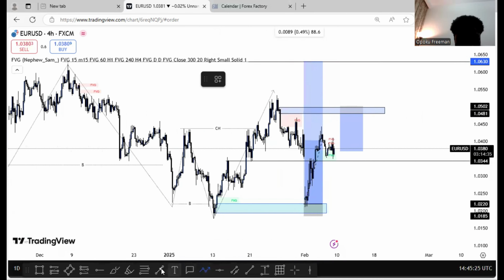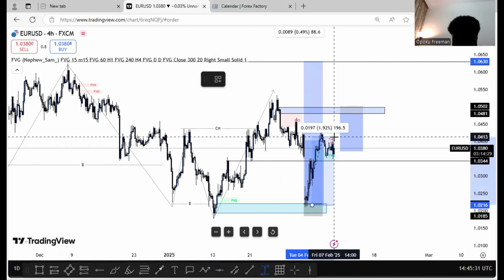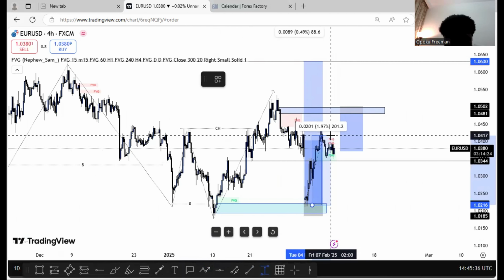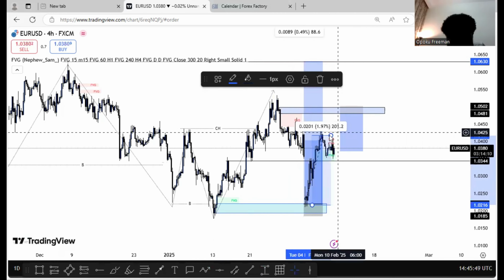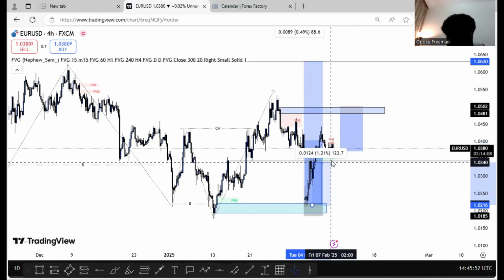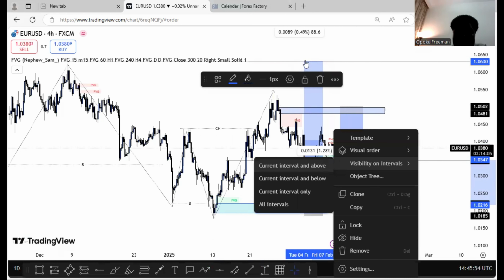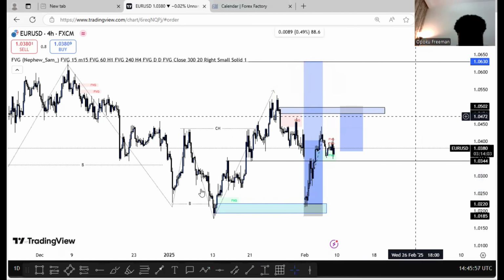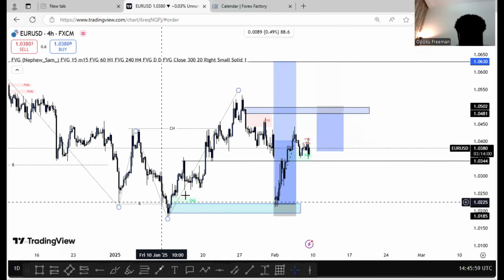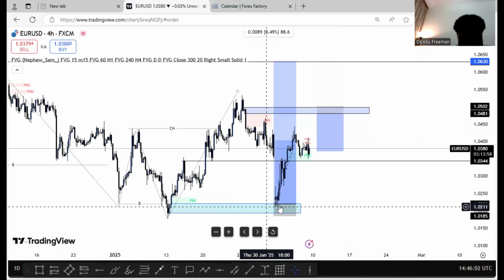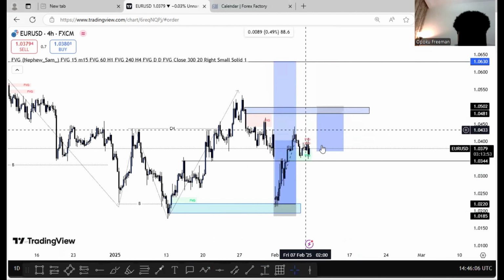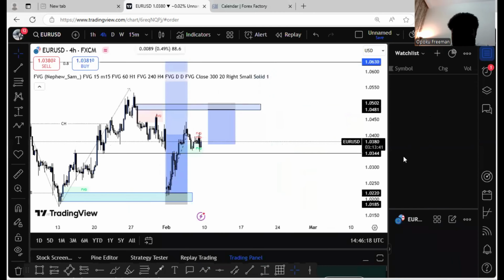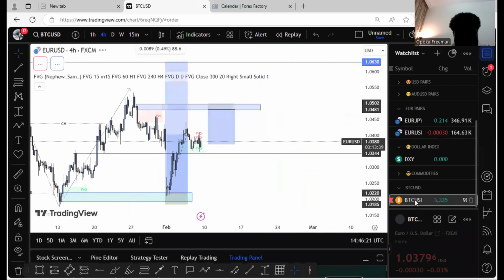We actually have taken one. I told my community members to close the trade here. First of all, our TP1 was around 100 and something pips, 128 pips. So that was Euro USD. First we have a break of structure, a change of character, and then we have a demand zone, and I took the buy. So moving on to the next trade, that was BTC.